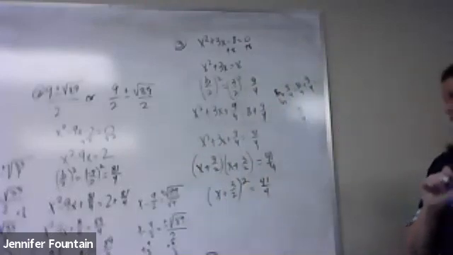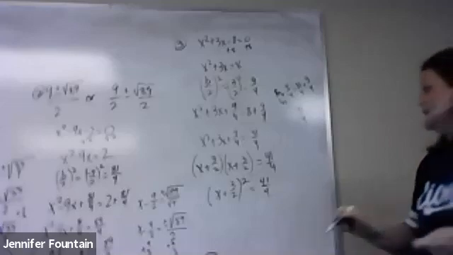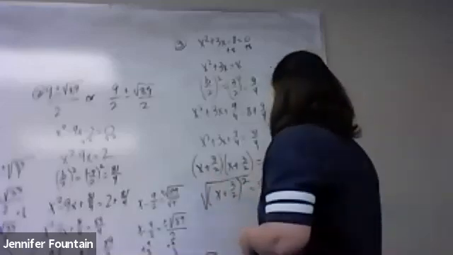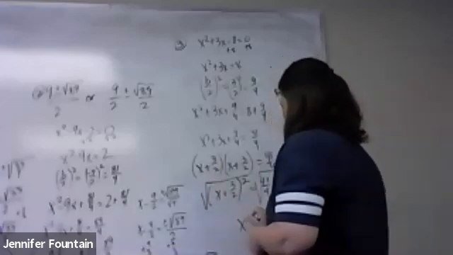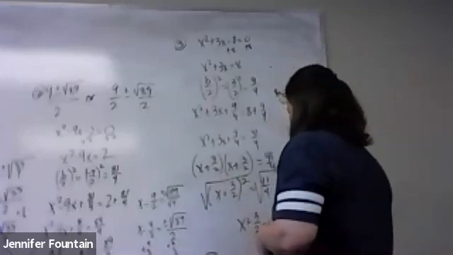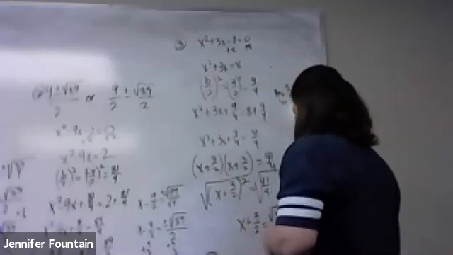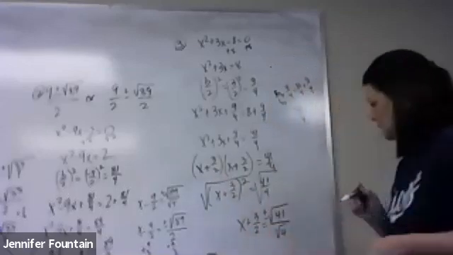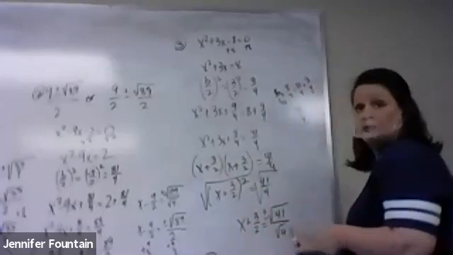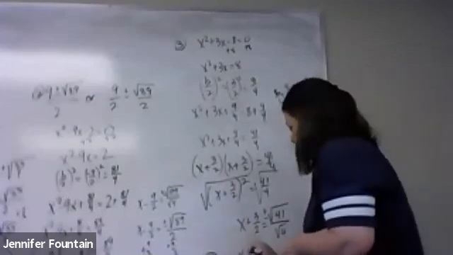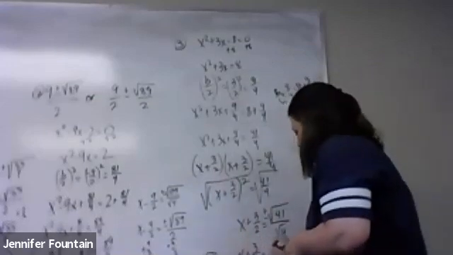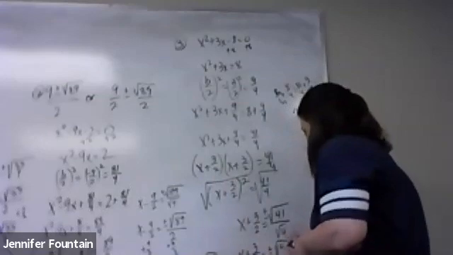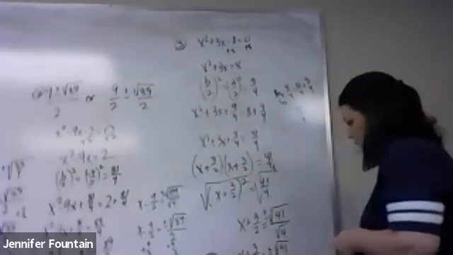Now what's my next step? Square root. Take the square root of both sides. So I have x plus 3 over 2 is equal to the square root of 41 over the square root of 4. Don't forget my plus minus. So now square root of 4 we know is 2. So I've got x plus 3 over 2 equals plus or minus the square root of 41 over 2.